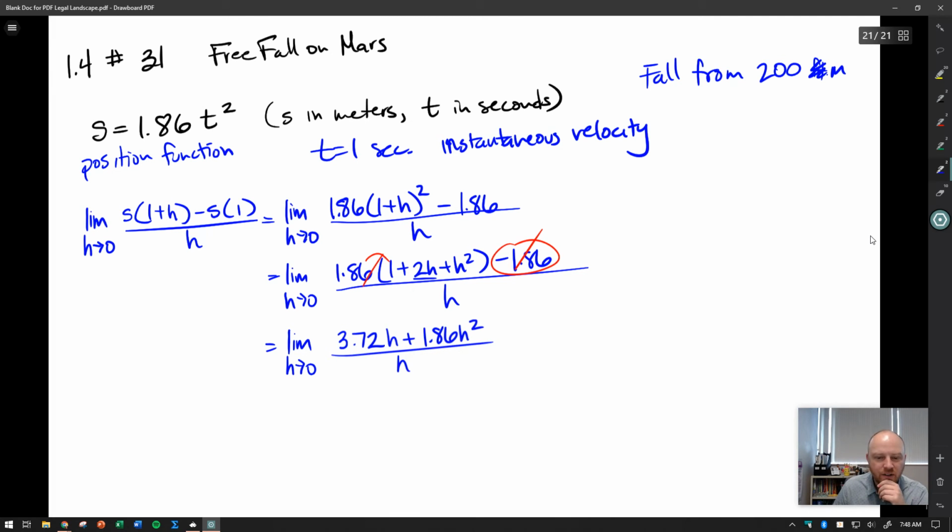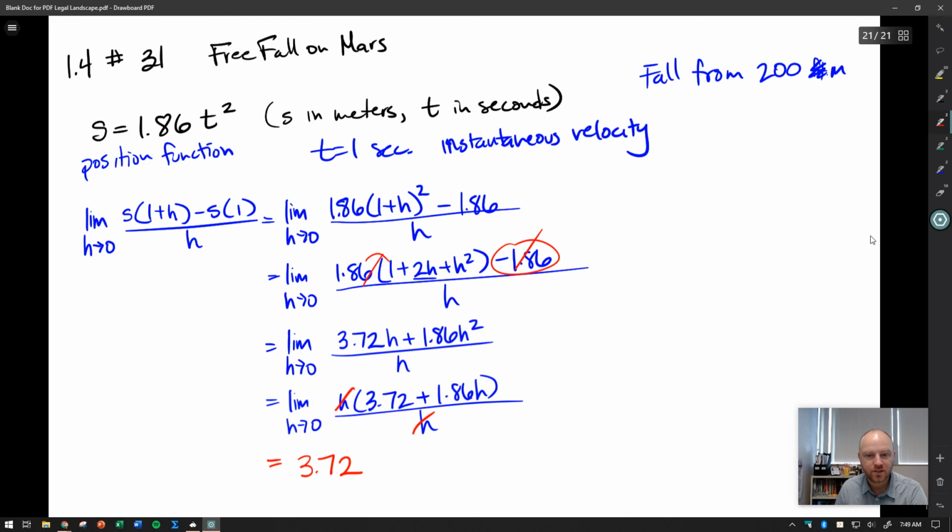How about we factor out that common h in the numerator? So a limit as h goes to 0 of h times 3.72 plus 1.86h. There's still an h there because it was squared before, over h. And let's see, I can cancel those h's. And the limit as h goes to 0, the 1.86 times h will become 0. And this is just left at 3.72.